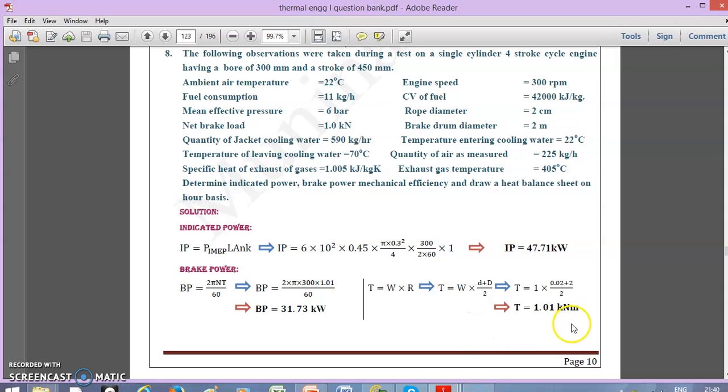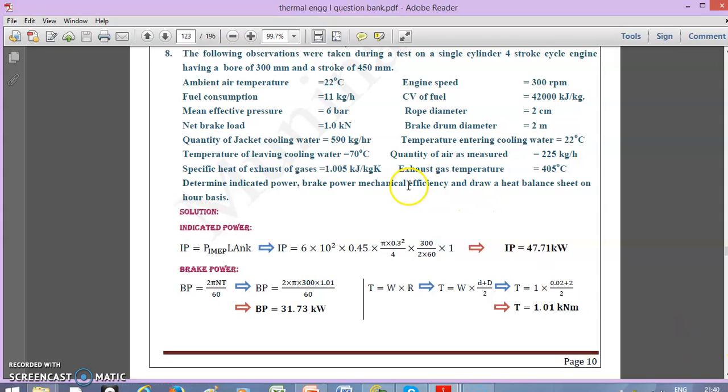So if you substitute this 1.01 kilonewton meter in the brake power equation, then we'll get the brake power. So it is 31.73. Always keep in mind your brake power will be lesser than your indicated power, and the difference between indicated power and brake power is the frictional power.